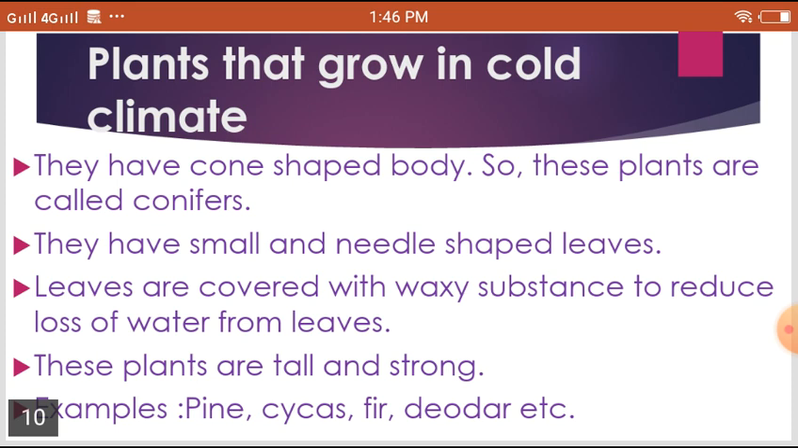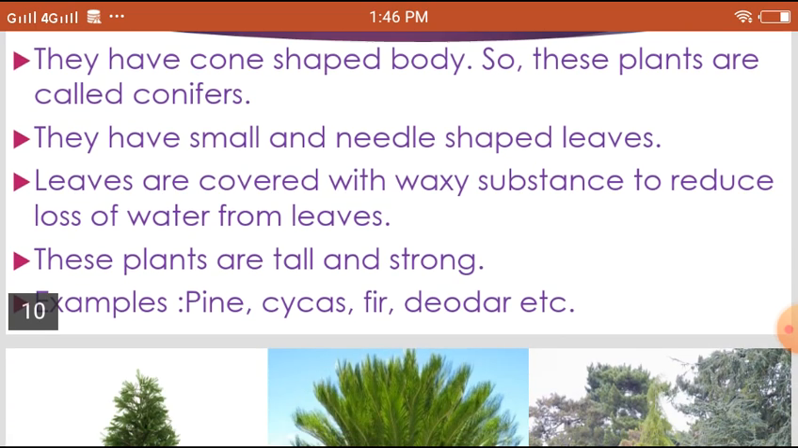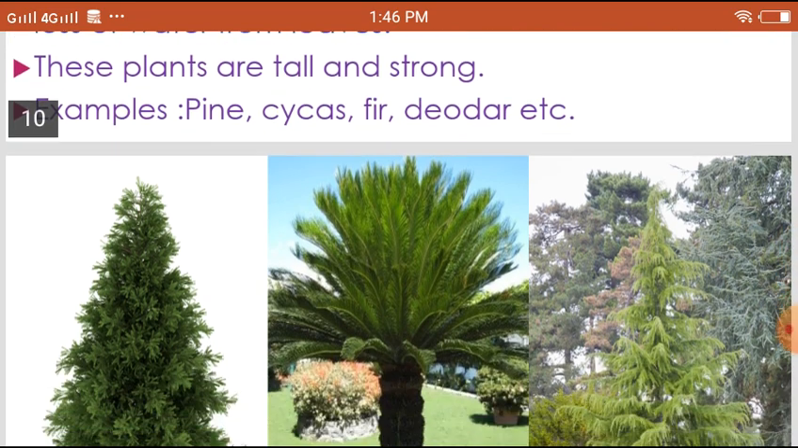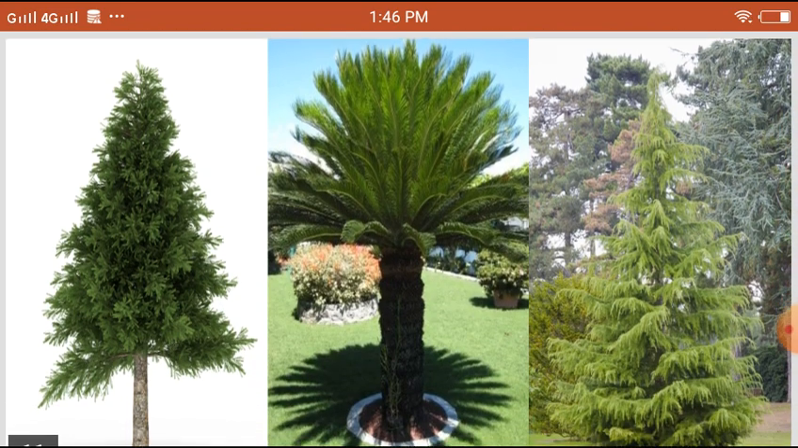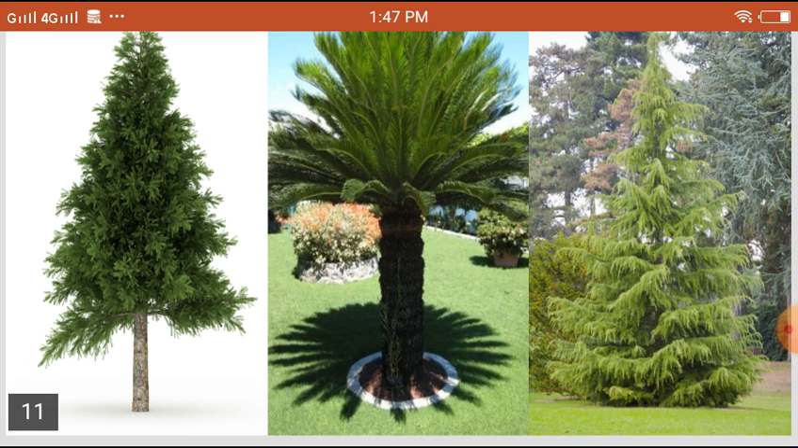And generally, these plants are tall and strong. Some of the examples are pine, cycas, fir, deodar, etc. These are the features and some examples of plants that grow in cold climate. We can see in the picture too. These are plants growing in cold climate. The first picture is of pine, second is cycas, third one is deodar.